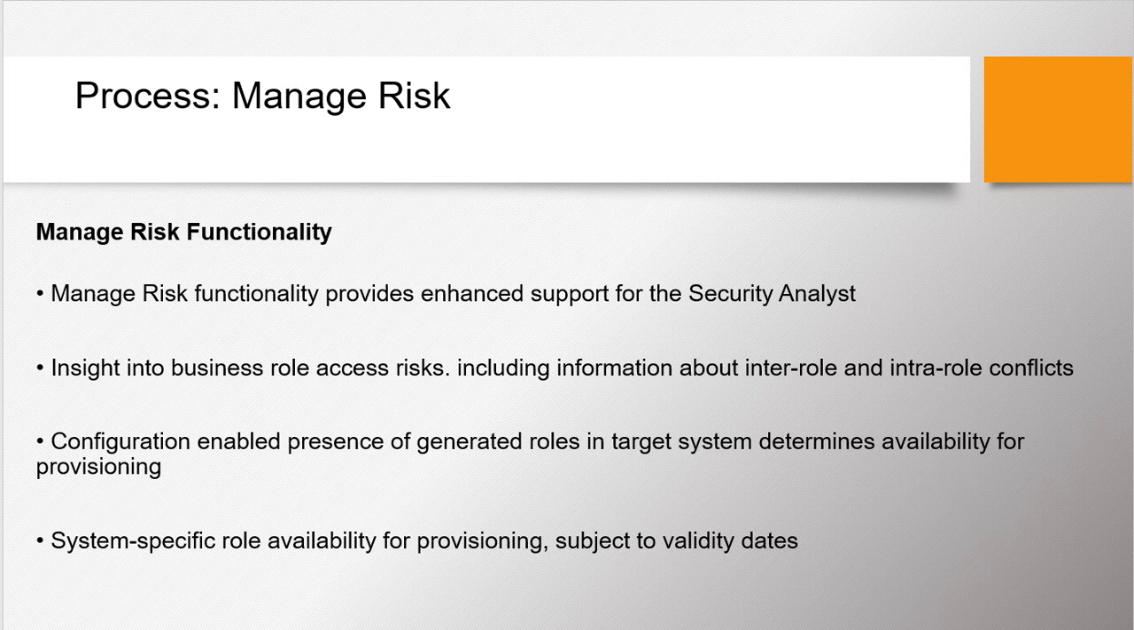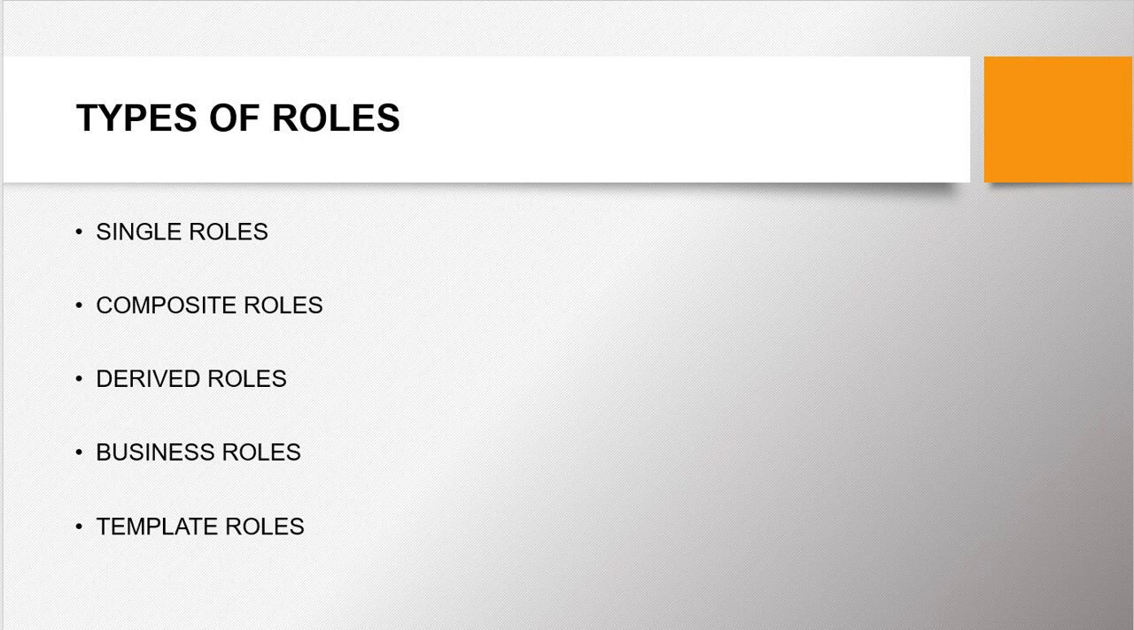The configuration-enabled presence of generated roles in the targeted system determines availability of provisioning. System-specific role availability for provisioning is subject to validity dates. So what are the different types of roles we have? BRM has, I just listed five of those, but there are some other ones also, like the S4 HANA roles, which I did not list here, for example.